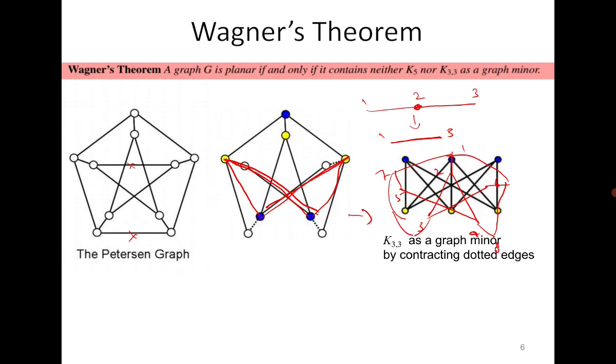Now if you recall the Petersen graph, then it does not have a subgraph which is homeomorphic to K5, because it does not have 5 vertices whose degree is 4. Now the question comes that, does the Petersen graph have a subgraph which can be contracted to K5, which means does it have a graph minor as K5? Please do try it by yourself.